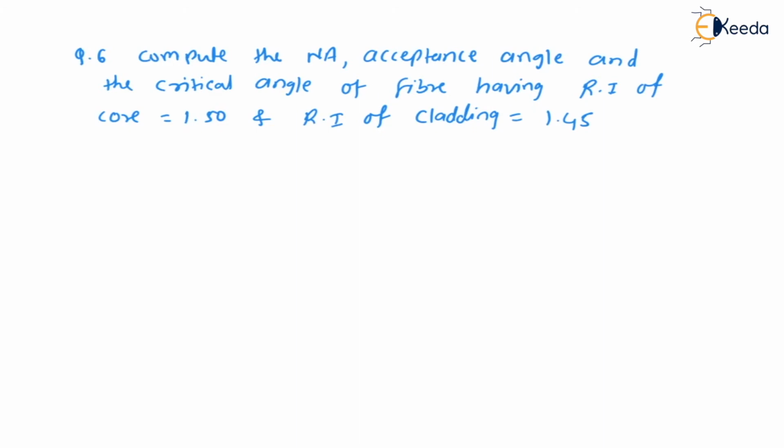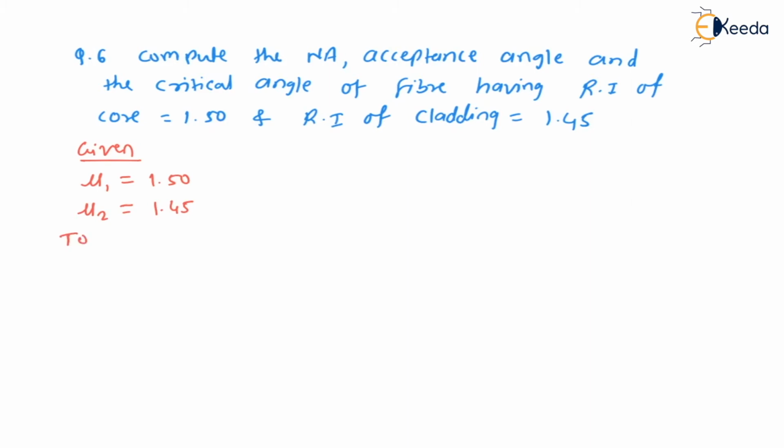Now the next problem is: compute the NA, that is the numerical aperture, acceptance angle, and the critical angle of a fiber having a refractive index of core as 1.50 and that of the cladding as 1.45. So here they have given the values of refractive indices for core and cladding, and then we have to find out the values of NA, acceptance angle, and the critical angle. First of all we'll write the given quantities. The symbol for refractive index of core is mu1 equal to 1.50. Then the refractive index of cladding is mu2, and it is 1.45.